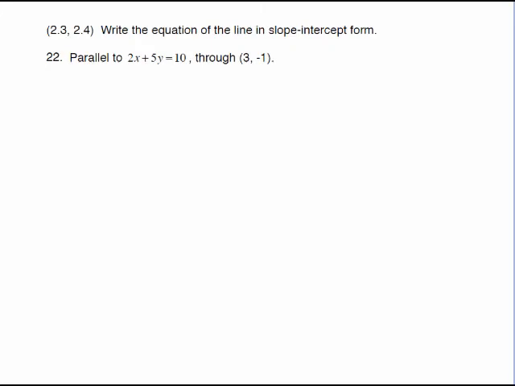This is review for test 2, part 2. These next several are asking you to write the equation of the line in slope-intercept form with certain pieces of information. This one starts out with parallel to this equation through this point.